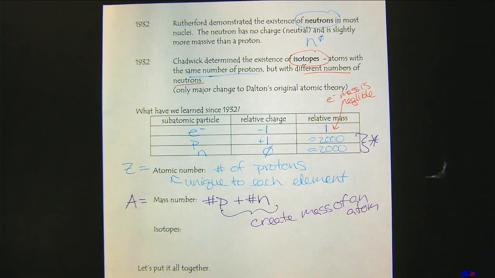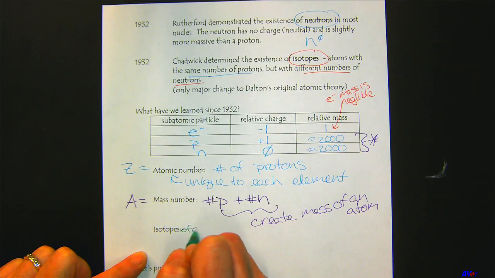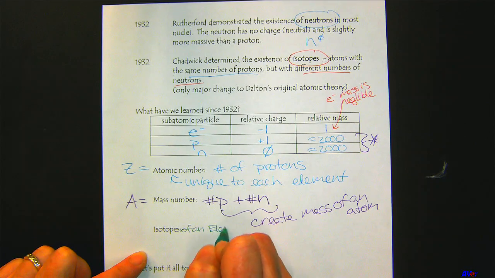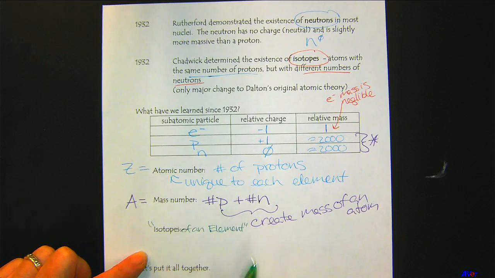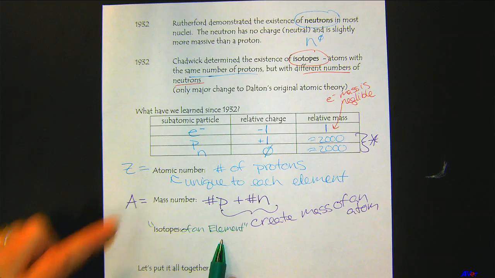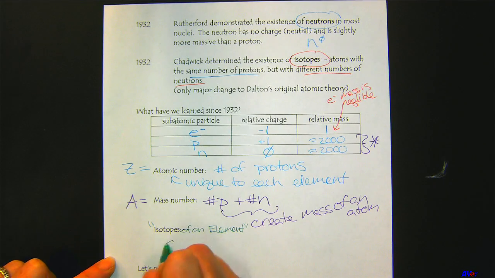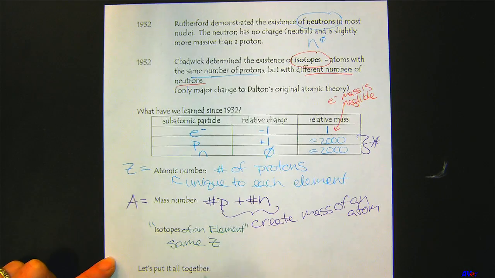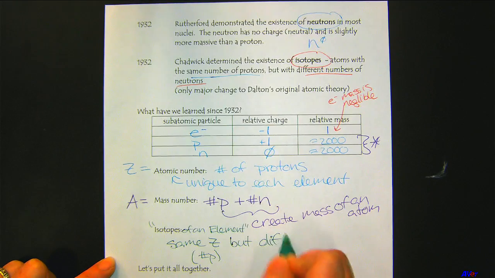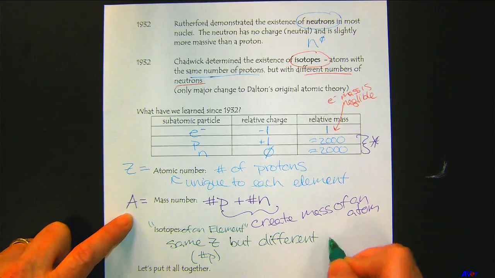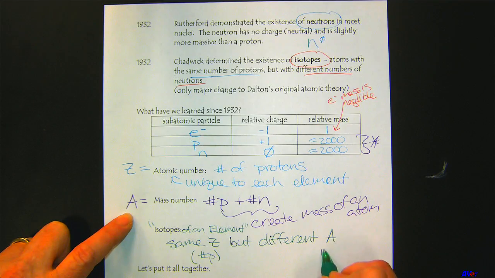Okay, now isotopes. So we talk about isotopes of an element. If we're talking about isotopes of an element, that means atoms of the same element. So they have to have the same Z, the same number of protons. But different what? Different values of A, the protons plus the neutrons.